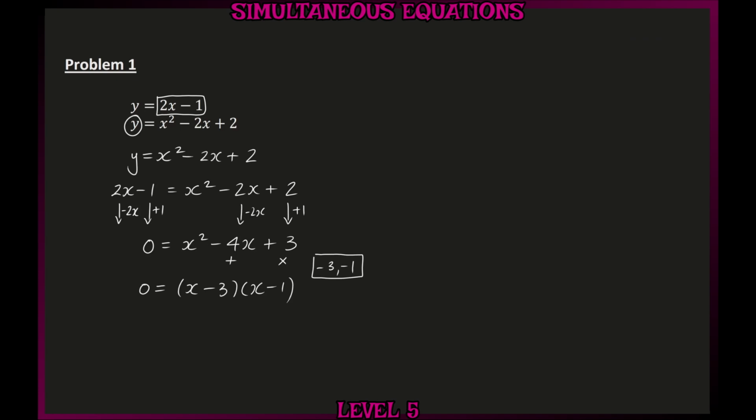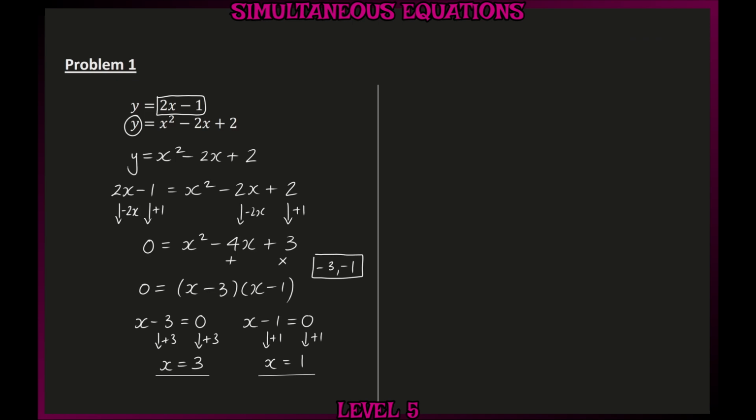If two brackets multiply to make 0, then we need one of those brackets to be 0. So either x minus 3 needs to be 0, or x minus 1 could be 0. If x minus 3 is 0, we can remove the minus 3 by adding 3 to both sides. On the left, the minus 3 and the plus 3 cancel out to leave us with x, and on the right, 0 plus 3 is 3. So x is equal to 3. Next, if x minus 1 is 0, again we can remove the minus 1 by adding 1 to both sides of the equation. On the left, we're just left with x, and on the right, 0 plus 1 is 1. So x equals 1. Those are our two possible values of x.